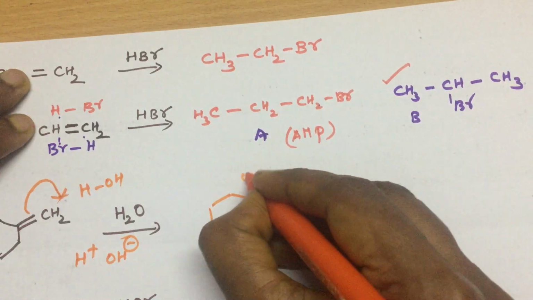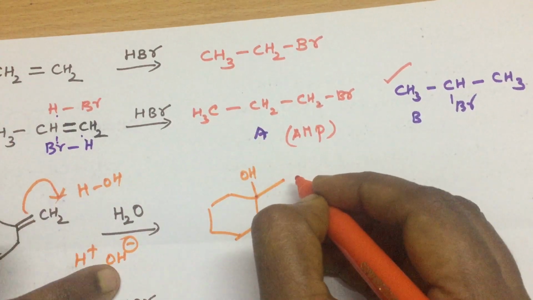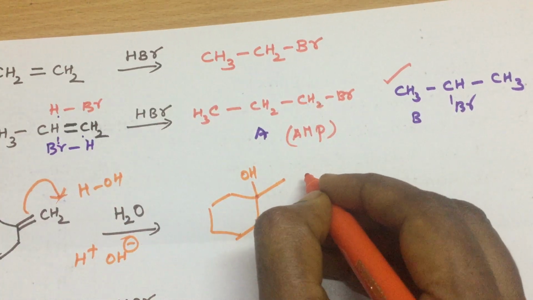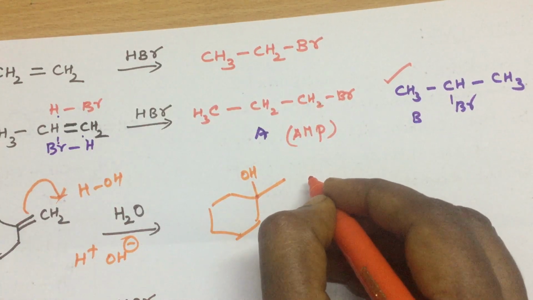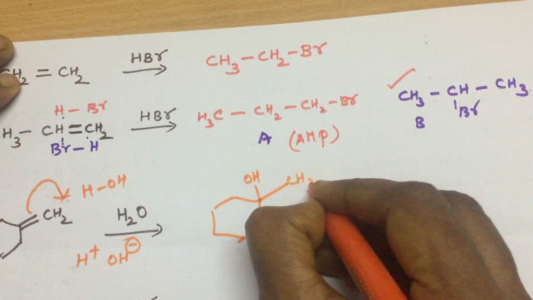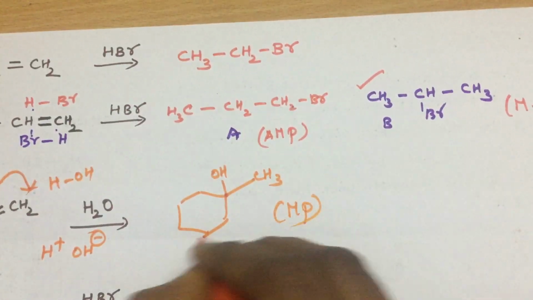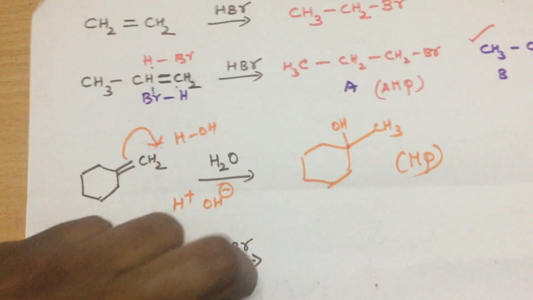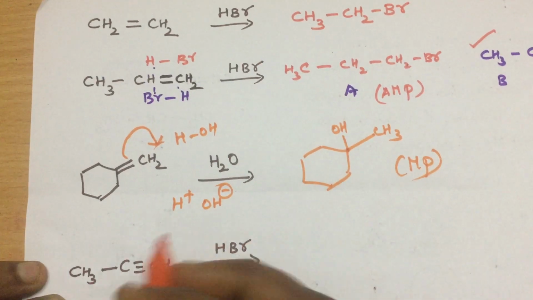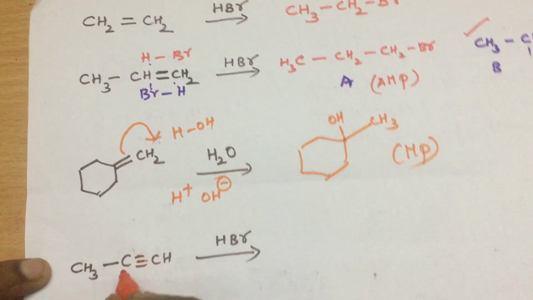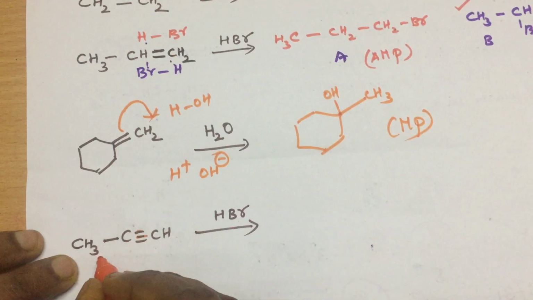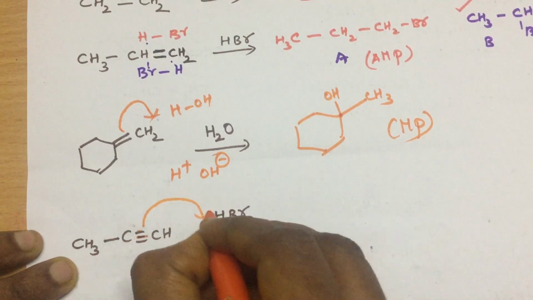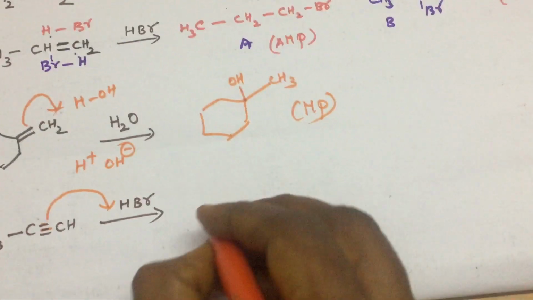Always remember, the nucleophilic part of your reagent will occupy the more substituted carbon, that means a more stable carbocation. So this is your Markovnikov's product. This will be formed. When coming to a triple bond, what will happen? How will the bond be polarized? This is the most substituted carbon, so the bond will polarize in this way so that a more stable carbocation will be formed.